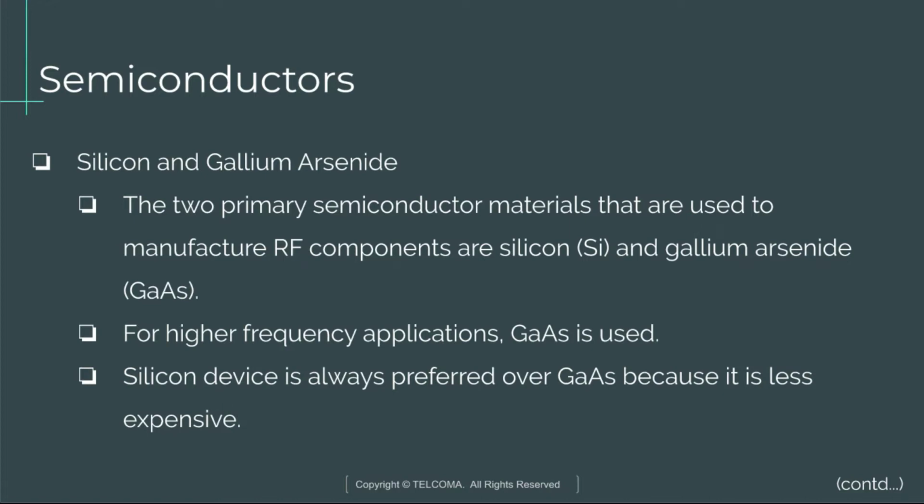Next is silicon and gallium arsenide. There are two primary semiconductor materials used to manufacture RF components, that is silicon and gallium arsenide. These are also known as GaAs, gas. In general, gallium arsenide is used for higher frequency applications. If some RF component utilizes GaAs, chances are that silicon did not work at the high frequency of intended use. When given a choice, an RF engineer will choose a silicon device over a gas device because it is less expensive.